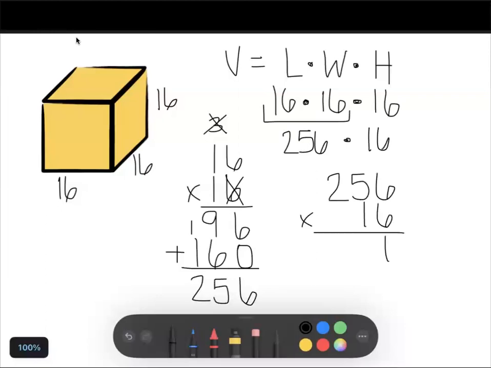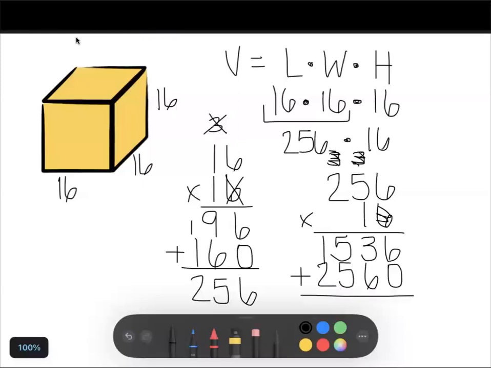6 times 6 is 36. 5 times 6 is 30, plus 3 is 33. 2 times 6 is 12, plus 3 would be 15. So there's my first row. I'm again going to cross these off, cross this off, and add a 0. 6 times 1 is 6, 5 times 1 is 5, and 2 times 1 is 2.